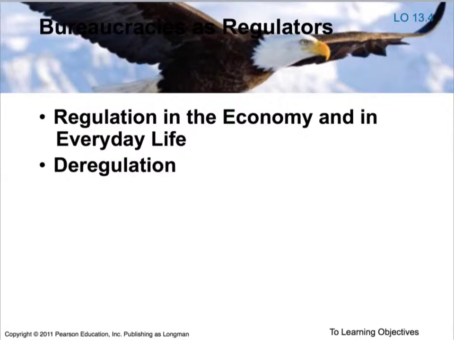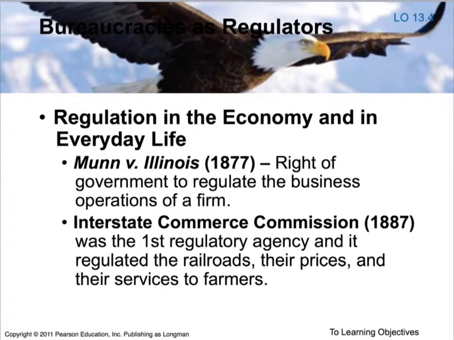So we want to look at economic regulation and everyday life regulation, and then the policies of action. So in Munn versus Illinois in 1877, the right of government to regulate businesses is affirmed. The Interstate Commerce Commission in 1887 is created, and it is the first regulatory agency. It regulates railroads, their prices, and their services to farmers. That's the Interstate Commerce Commission today.